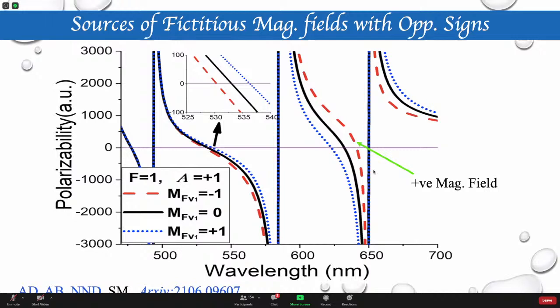So the kind of fictitious magnetic field we are talking about can be positive at this tune-out wavelength, and then negative at the other. That's the interesting phenomenon which has to be exploited. So we get a different sign of the magnetic field at different tune-out wavelengths.